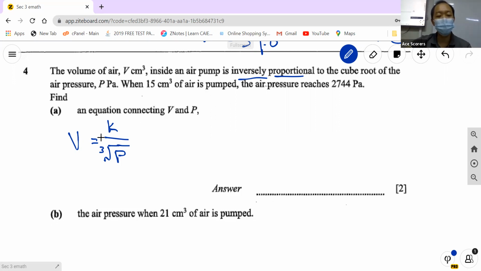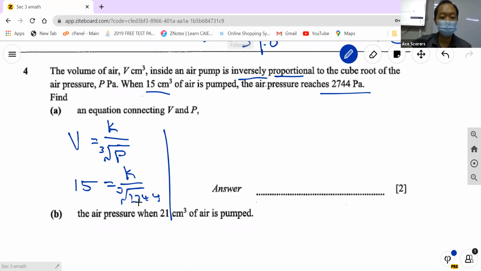So V equals K over cube root P. When 15 cm of air is pumped, the pressure is 2744. So we put V equals 15, equals K over cube root of 2744. What we want to do is to find K. That's the first thing to do. So we're going to cube root 2744.